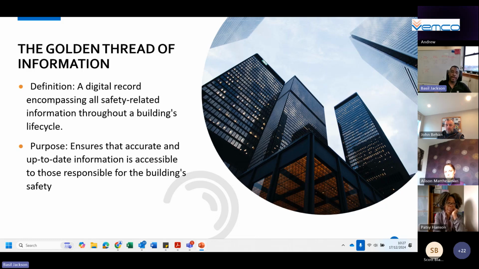And it's about making sure that information is accessible by the residents of your building, accessible maybe even for the building safety regulator, but accessible for anyone who is a stakeholder of that building.